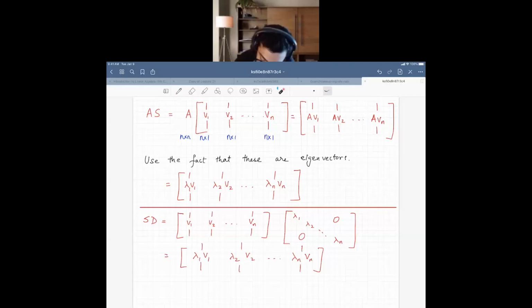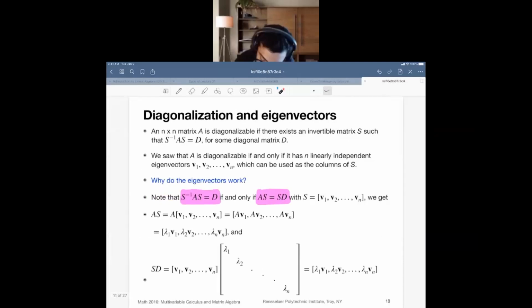So you can see that AS equals SD, which also proves that S inverse AS equals D, and it was diagonalizable when you used S as the eigenvectors of A. That is the reason why the eigenvectors are able to help us transform a matrix A into a diagonal matrix.